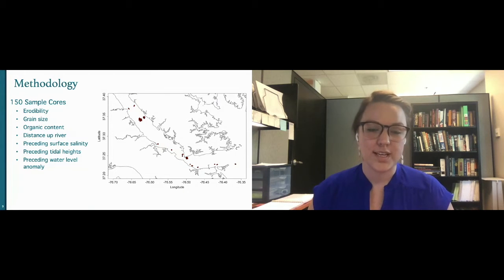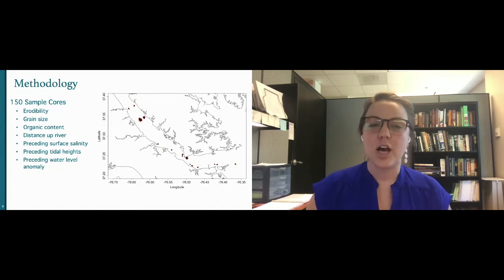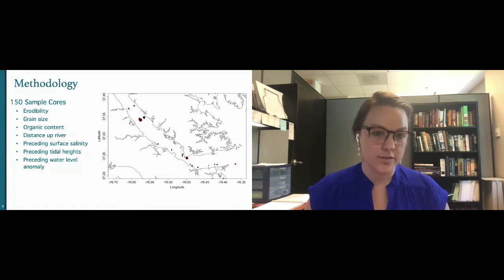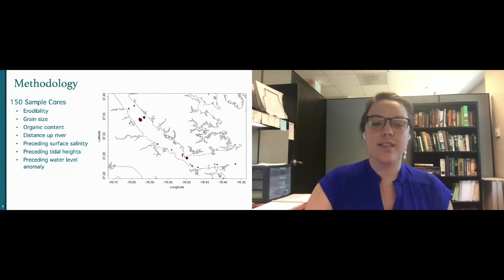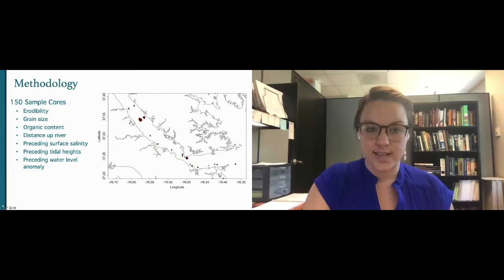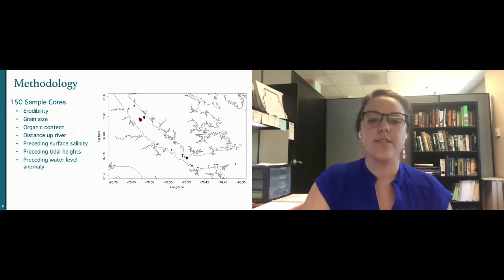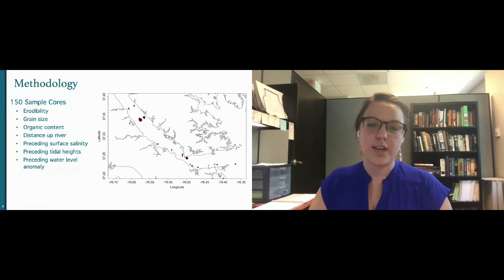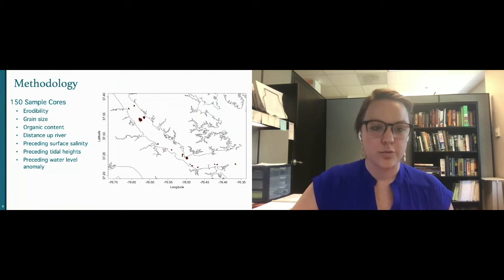This is important because during times of high river discharge in the York River, the estuarine turbidity maximum, which usually is up around the West Point area, moves up and down the river depending on river discharge. And at times of high river discharge, there's actually a secondary turbidity maximum, or STM, that is present in this area of the river. So we wanted to see if the presence of the secondary turbidity maximum was affecting erodibility.